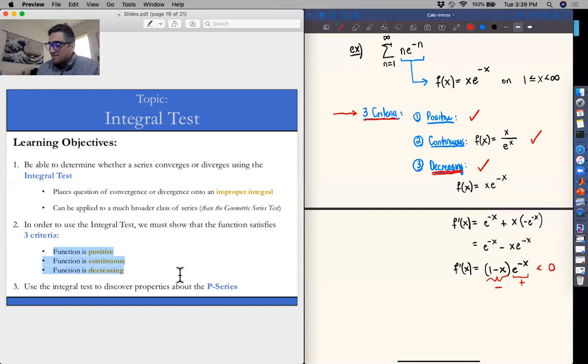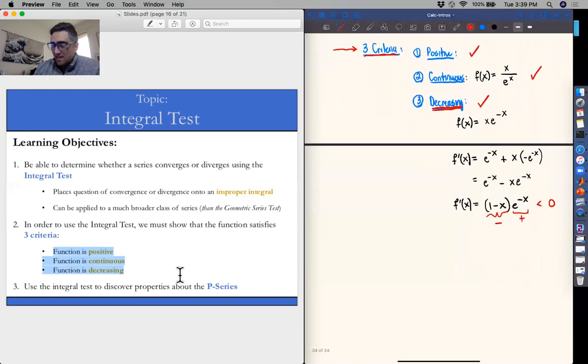And as we'll see in class, what actually goes on for the integral test is we put the question of whether a series converges or diverges onto an associated improper integral. And that improper integral for us will be the improper integral from 1 to infinity of that function f of x that we just tested the criteria for. So that in this case would be x times e to the minus x dx. And basically, if this integral is a finite number, the improper integral converges, the series converges. If this improper integral diverges, then the series diverges.